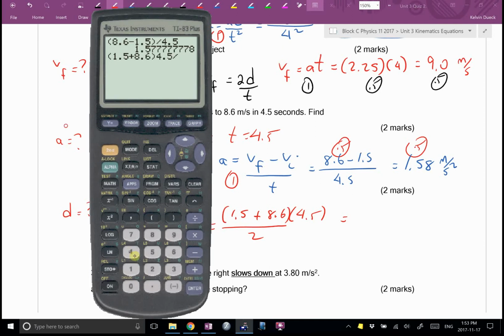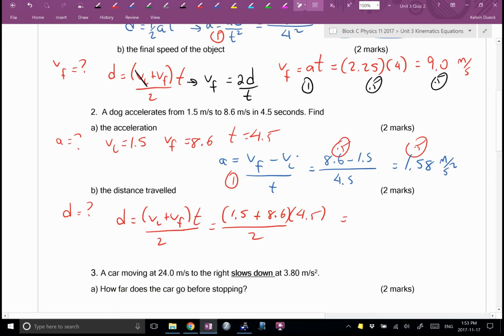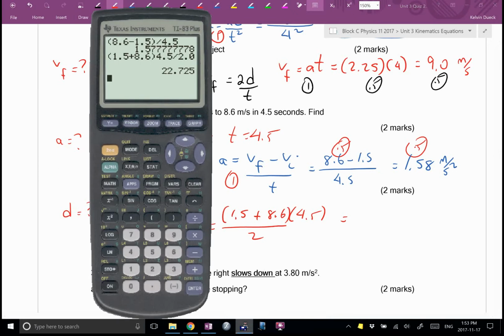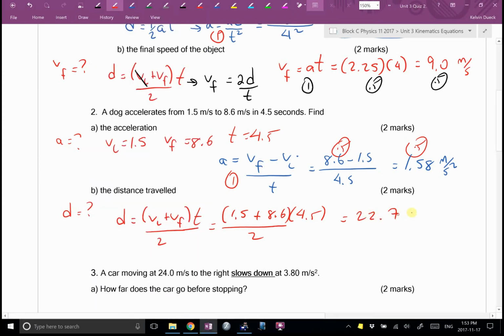Divided by... No, not divided by 4.5, Mr. Duke. Divided by 2. Do you get 22.725? Is that right? 22.7, 23 technically, I think, based on the information they gave you. I'll go 22.7. And it's meters. The only thing I'd take a half mark off is if you said 22.72. No, it's 7.3 if you're going to go to 4 sig figs. As always, 1 mark, half mark, half mark.